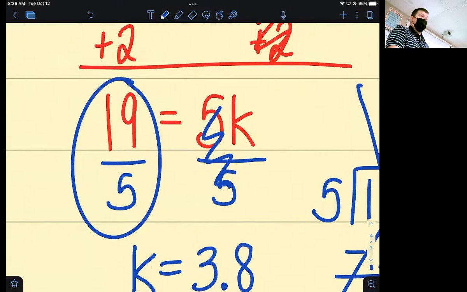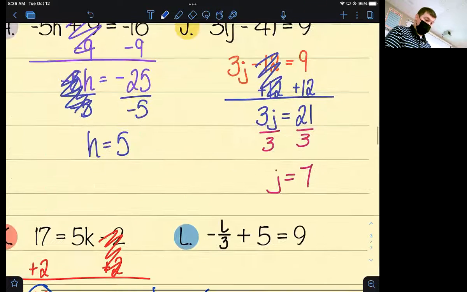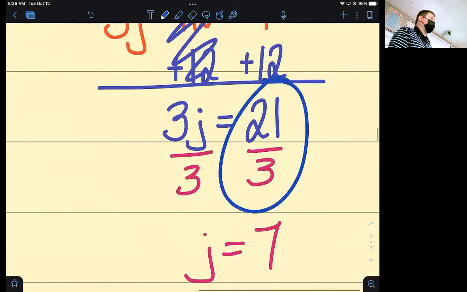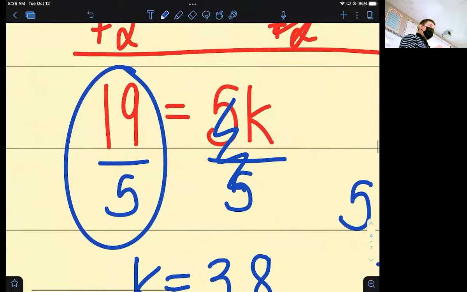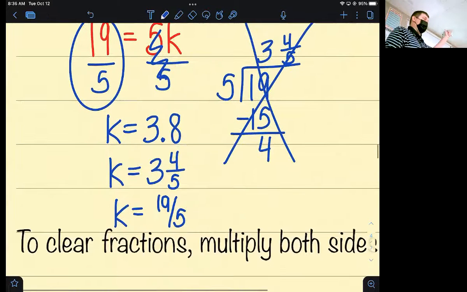More often than not, if I go back to the last problem, isn't 21/3 a fraction? But 21/3 gave us 7. We needed to simplify that, right? Well, here's our fraction for this one, but 19/5 doesn't simplify. There we go. So I just put 19/5. You could write any of these 3 options: decimal, mixed number, or improper fraction.